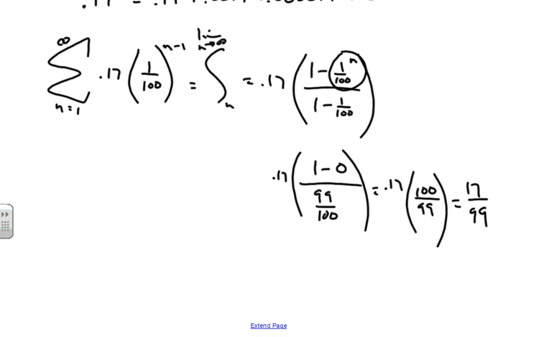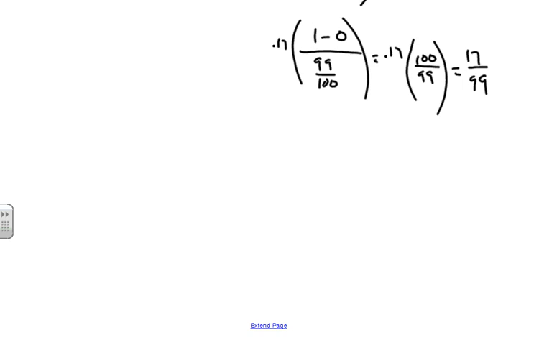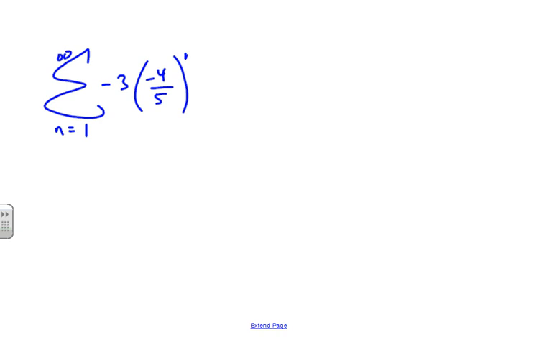All right, we're going to do another one, one I haven't done before, and we're going to have one that has a negative ratio. The sum from n equals 1 to infinity of negative 3 times negative 4 over 5 to the n minus 1. We'll start something like this.